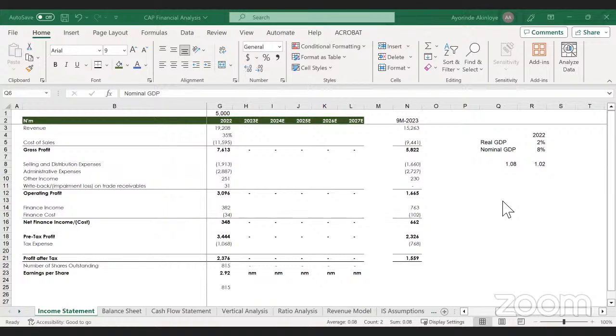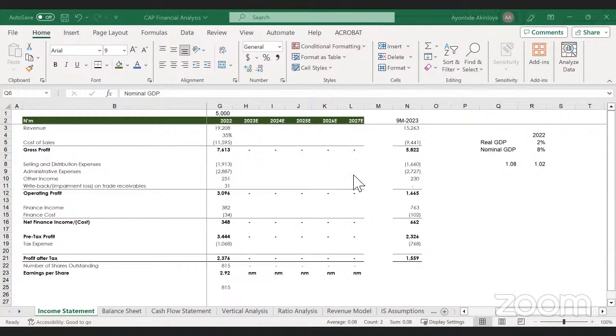So what we want to do is extrapolate. Remember, we said CAP's revenue model is basically price times quantity. That is the quantity of paint they sell times the price they sell per liter. So if we are able to get their price growth and their quantity growth, by the time we multiply price growth times quantity growth, it will give us total revenue growth.